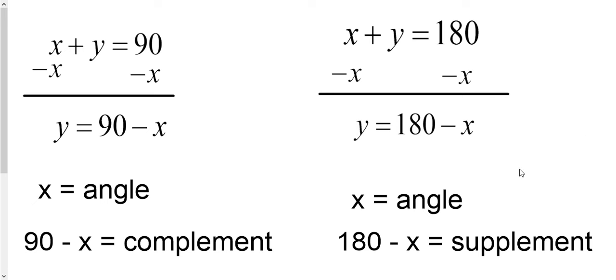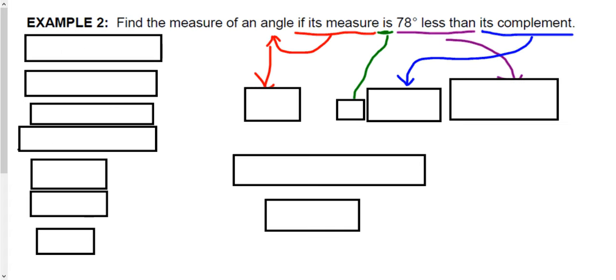Its supplement, I'm sorry, I'm using the wrong terms. So if the angle is x, its supplement, if we see that word in a word problem, we're going to substitute 180 minus x for supplement. So let's see how that works. There's your angles. There's what we're going to substitute. So we start off with this problem. Find the measure of an angle if its measure is 78 less than its complement.